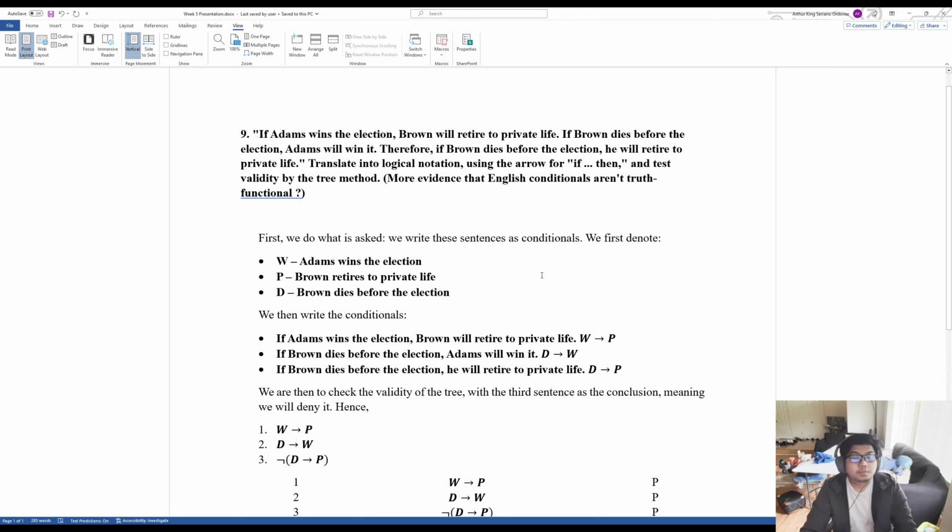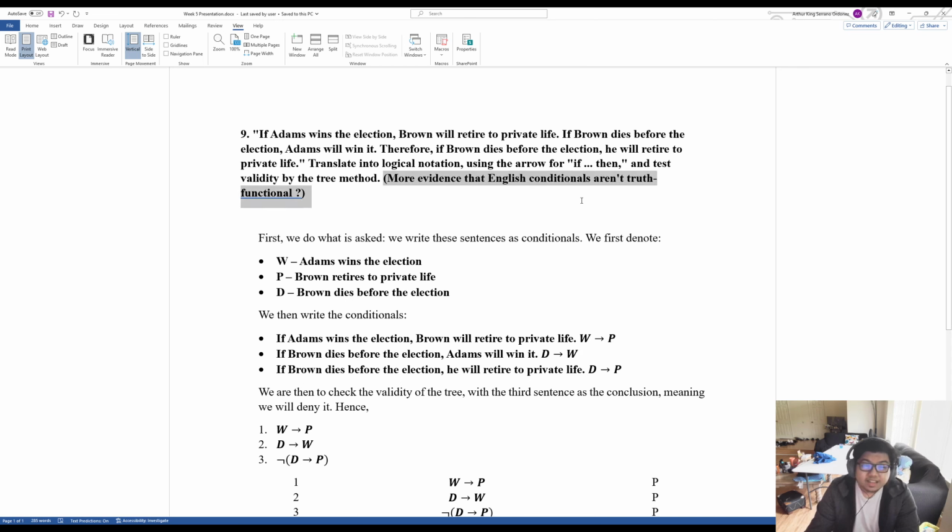First of all, this is the problem. If Adams wins the election, Brown will return to private life. And if Brown dies before the election, then Adams will win it. Therefore, if Brown dies before the election, he will retire to private life. We are to translate this into logical notation using the arrow for if-then, meaning a conditional, and then test the validity of the sentences by the truth method.